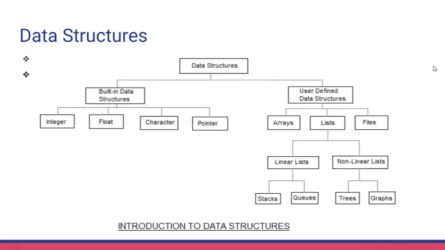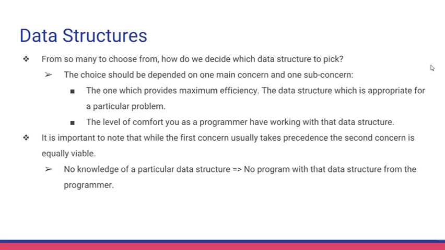Here is a flowchart which accurately describes the different data structures that we just spoke about. From so many data structures to choose from, how do we decide which data structure to pick? The choice should be dependent on one main concern and one sub-concern.